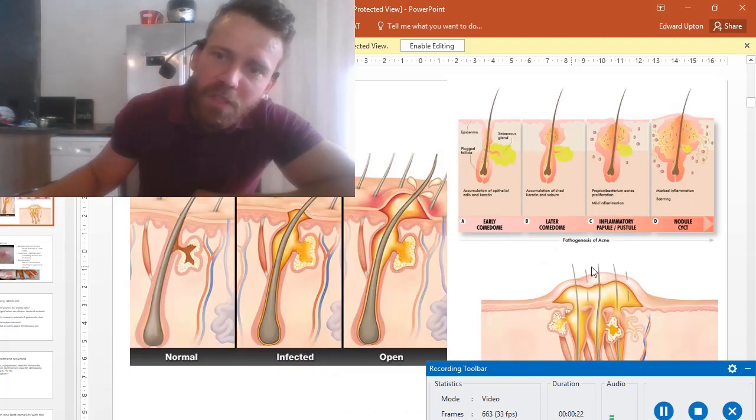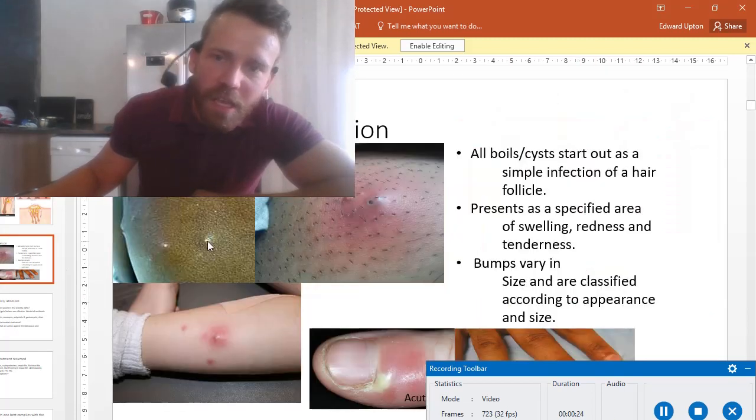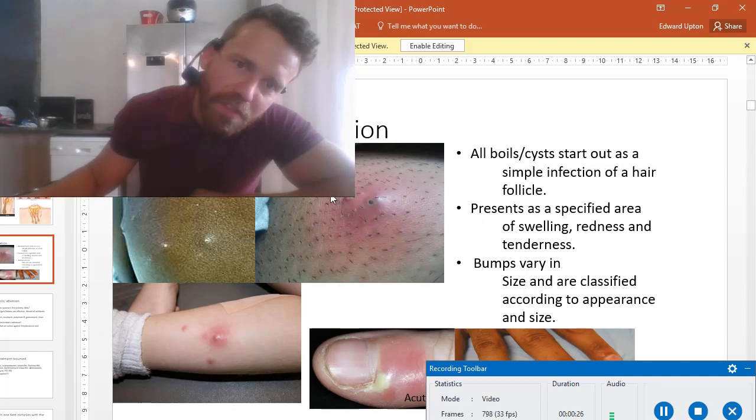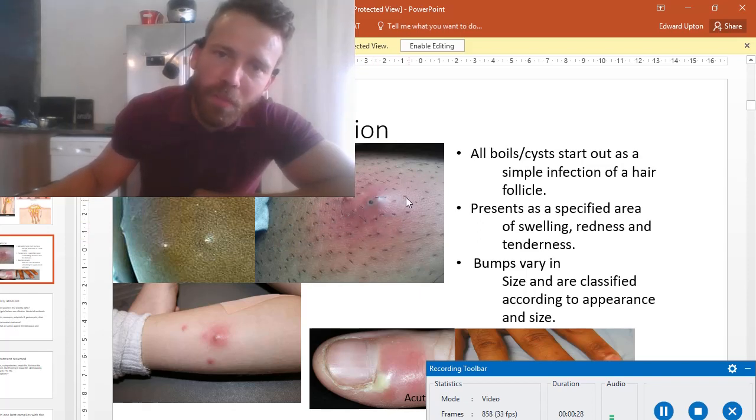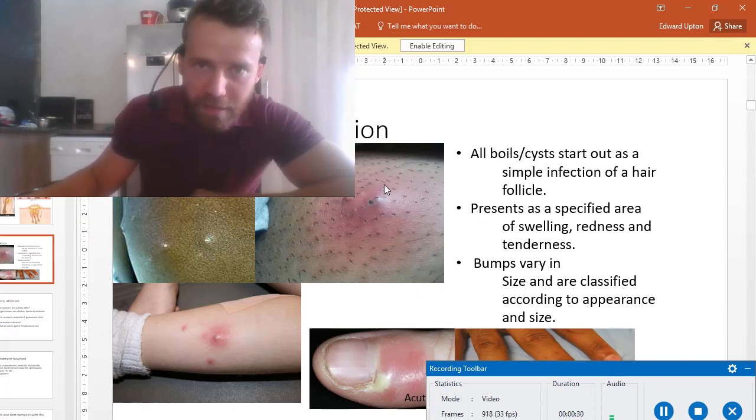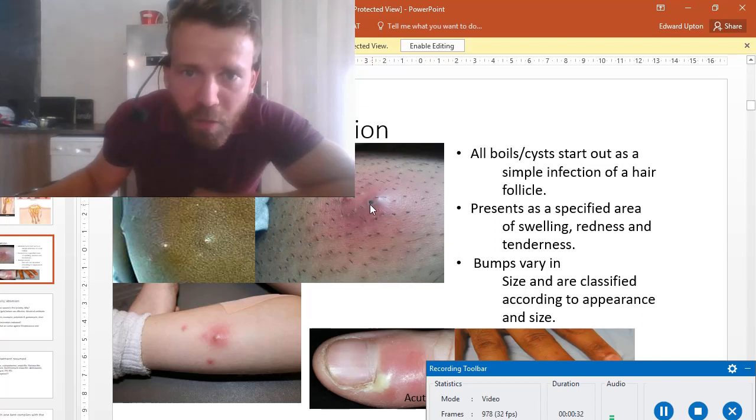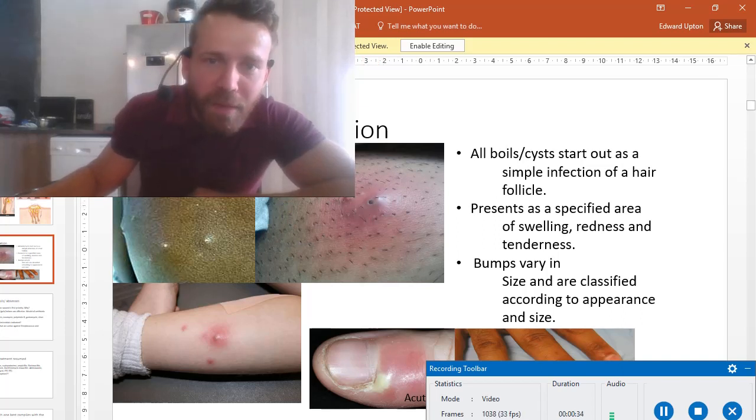So we have a bunch of hair follicles becoming involved. A boil or a cyst can also grow larger and larger and start involving more and more of these follicles as it grows. And there's a little blackhead over there. Anyways, this is still very much contained.